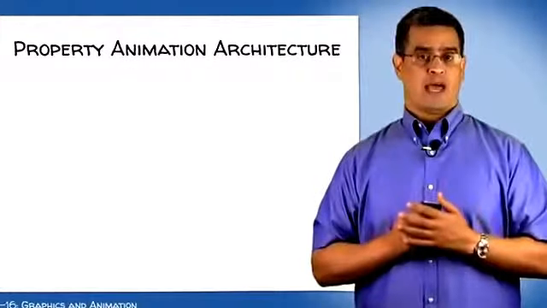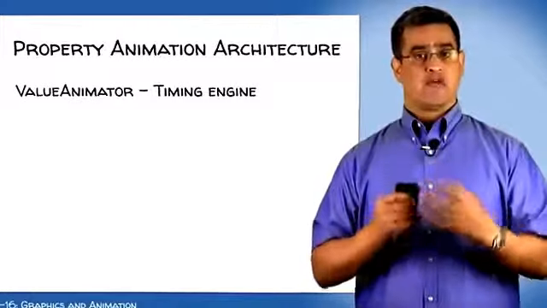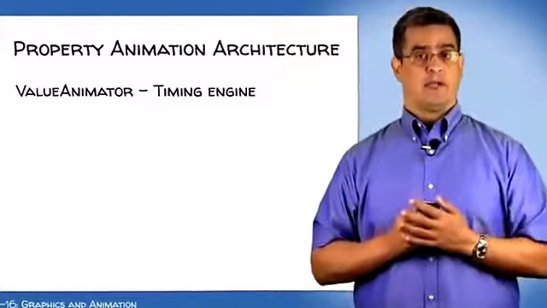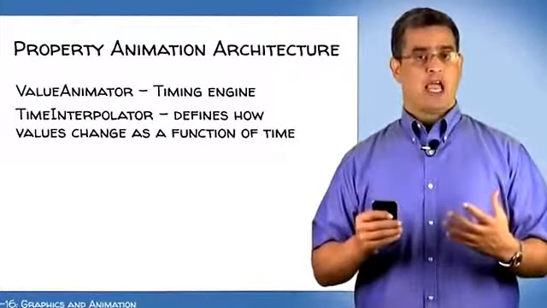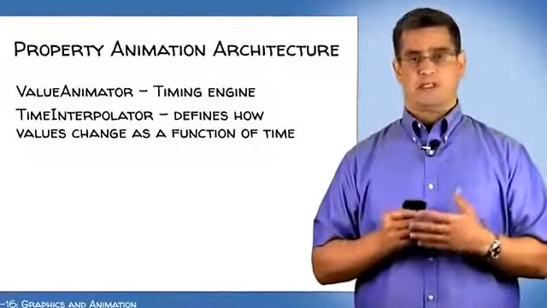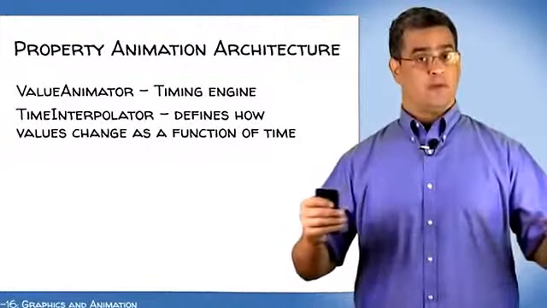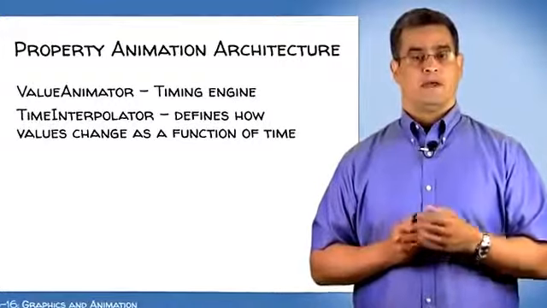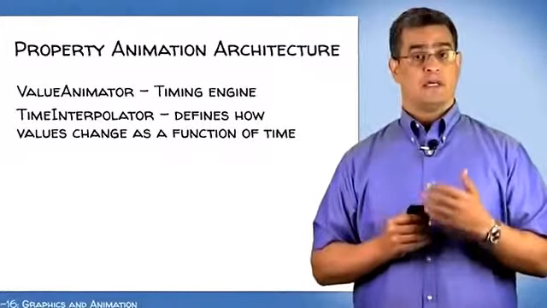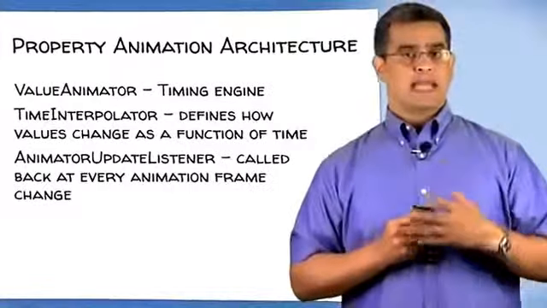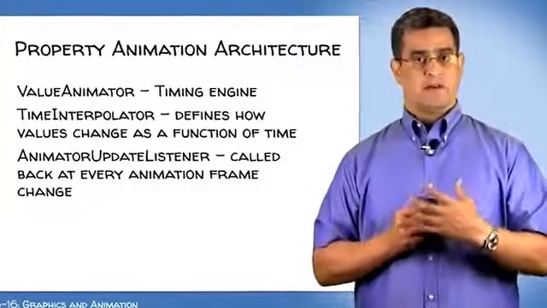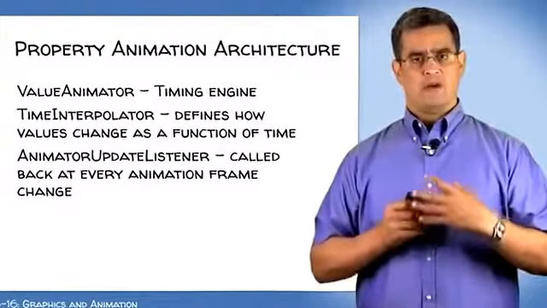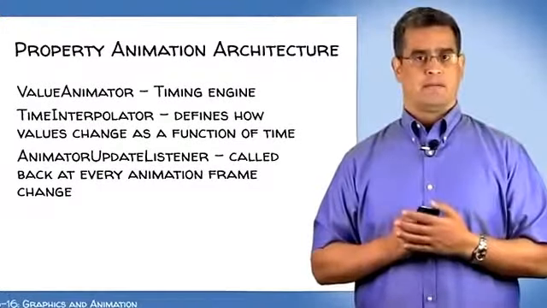First, there is a value animator, and this is the main class that controls the animation. The value animator contains a time interpolator, which determines how values change as a function of time. For instance, over time, do the changes happen uniformly? Do they speed up, slow down, or use some combination of the two? Value animator also defines a listener interface called Animator Update Listener. And this interface defines the on-animation update method, which gets called each time a new animation frame is created.